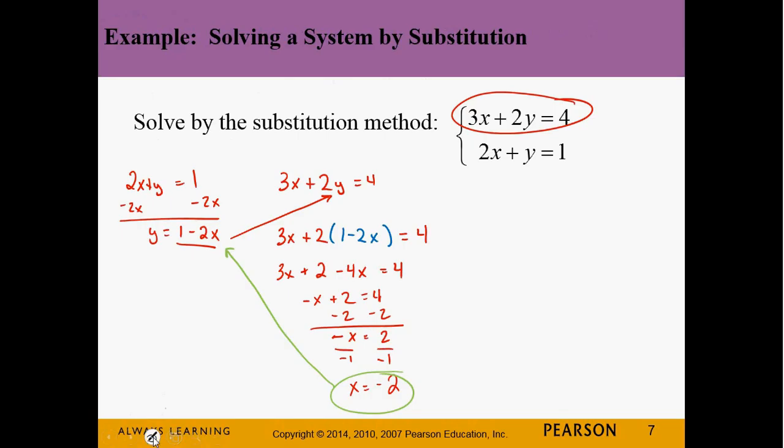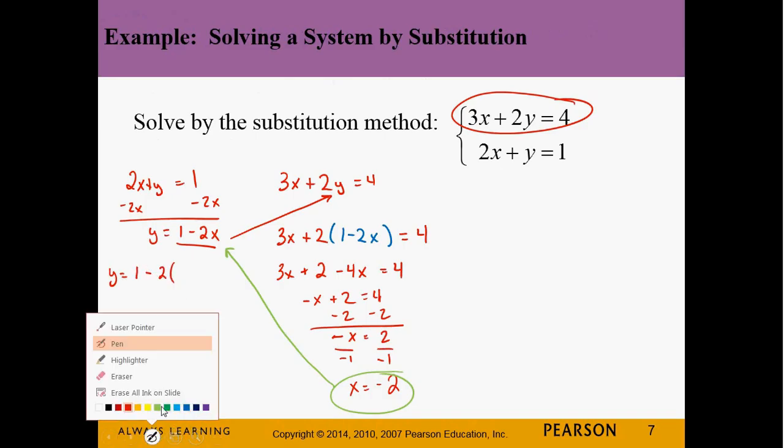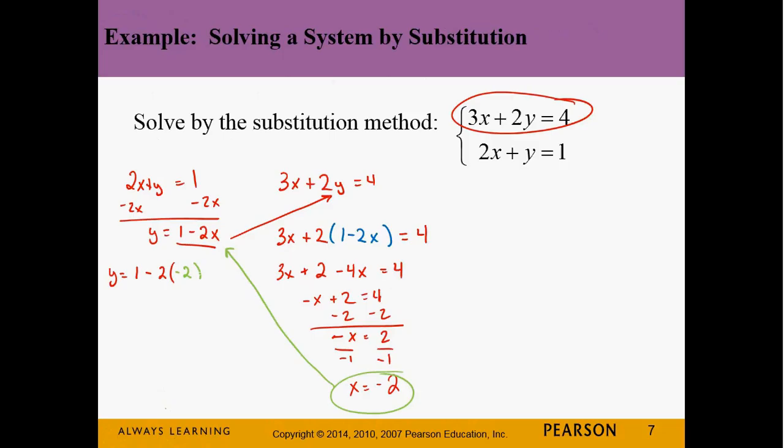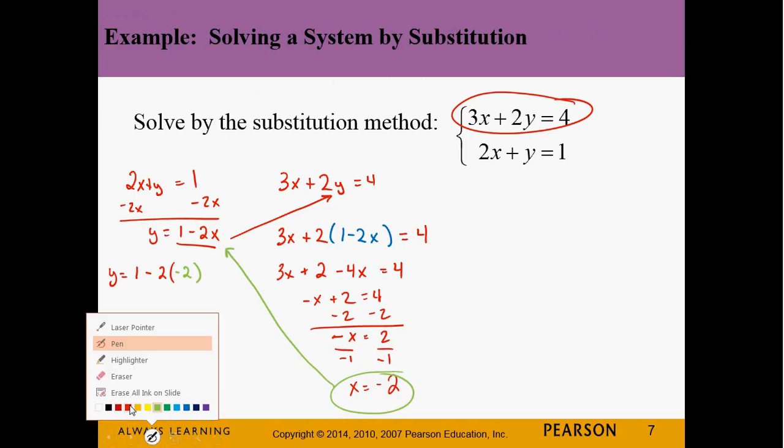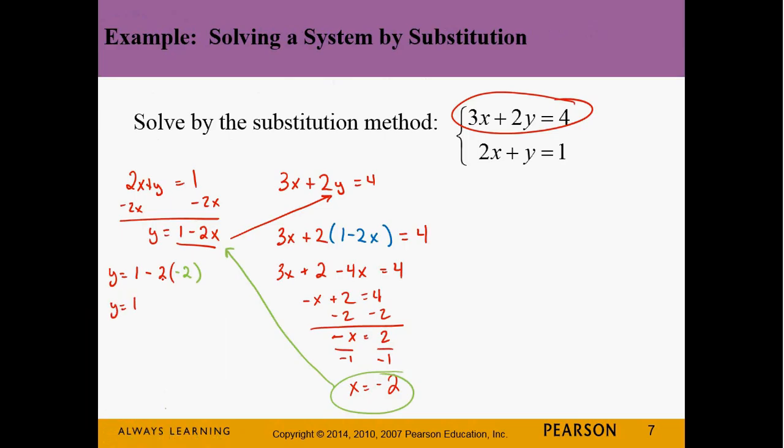So if I say y equals 1 minus 2 times negative 2, because x is negative 2. So that gives me y equals 1. What's negative 2 times negative 2? Y equals 5. So that gives me the nice ordered pair, negative 2, 5.